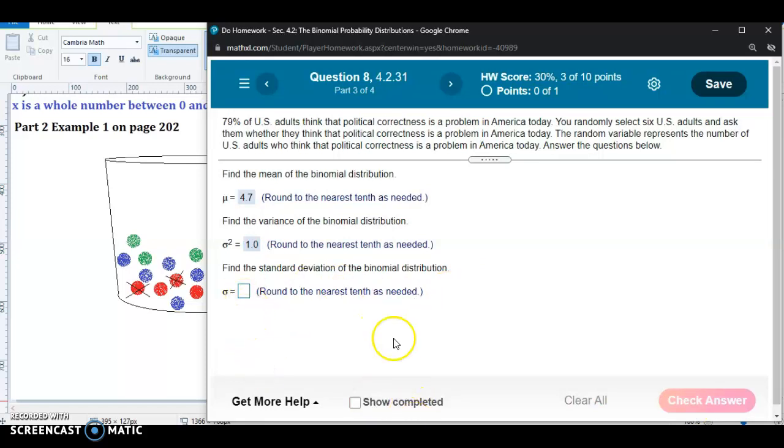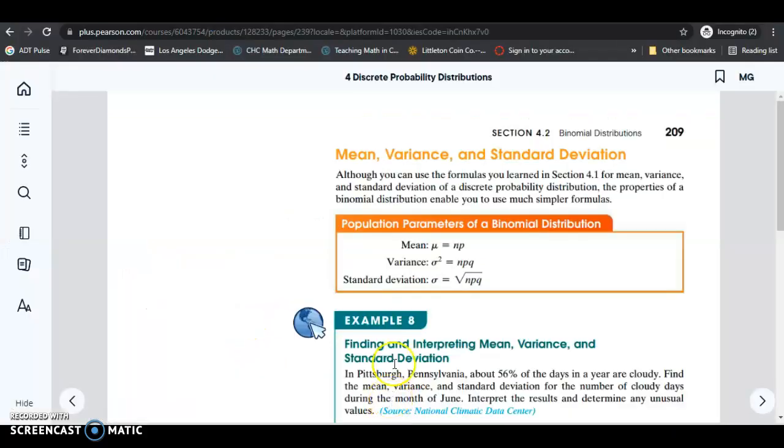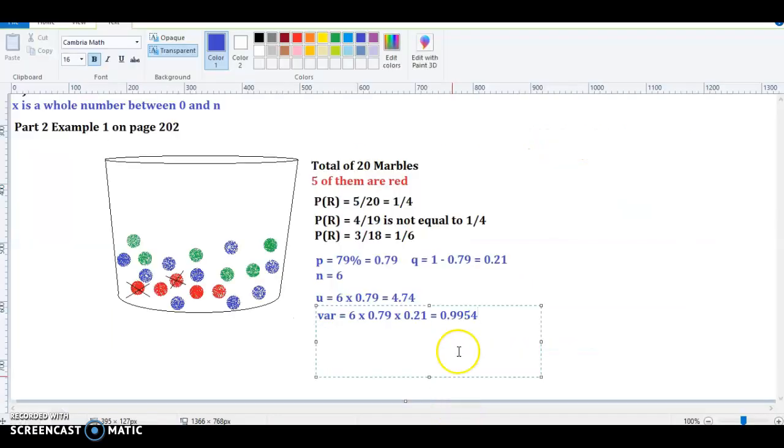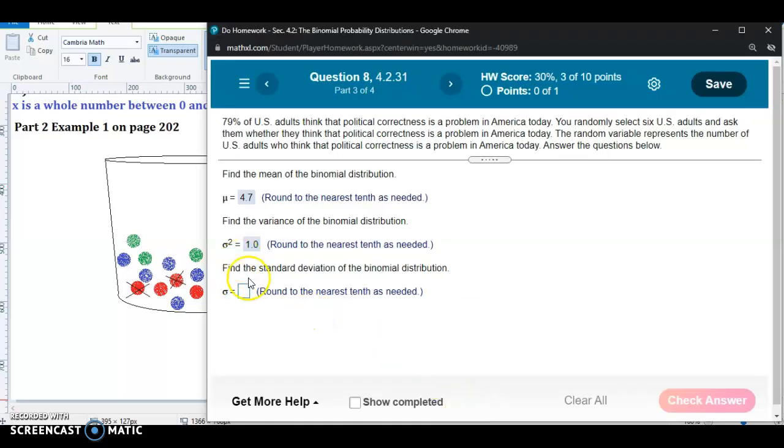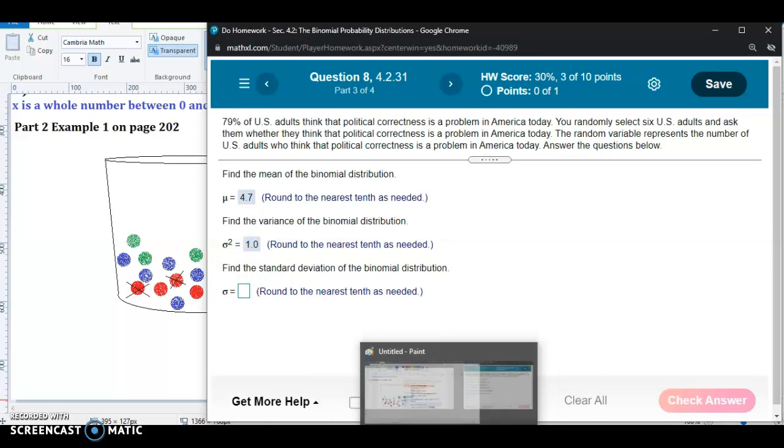Okay, and then lastly, we want the standard deviation. According to the book, the standard deviation is equal to the square root of the variance. So what you want to do here is take the square root of the exact number. The variance was 0.9954. So we're going to take the square root of that number rather than the rounded answer. The square root of the variance is equal to the standard deviation. That's what you need to remember.